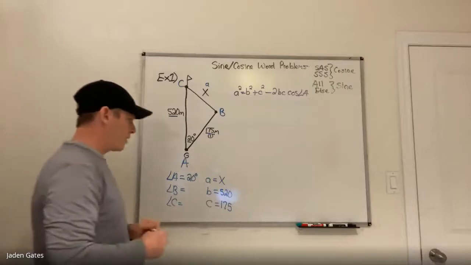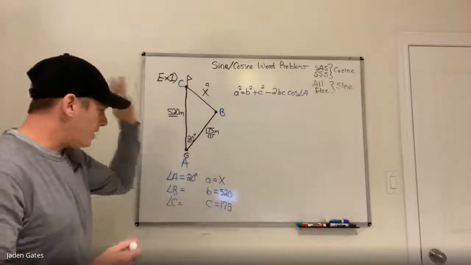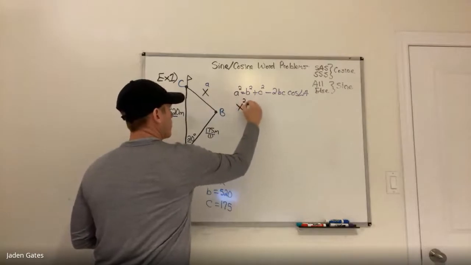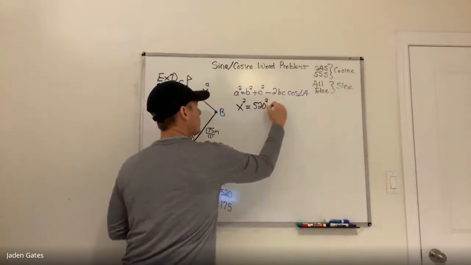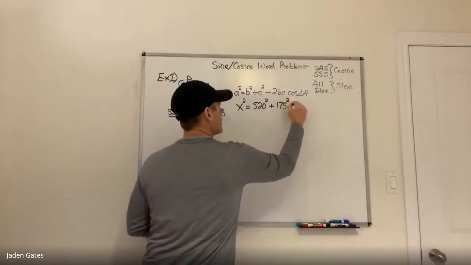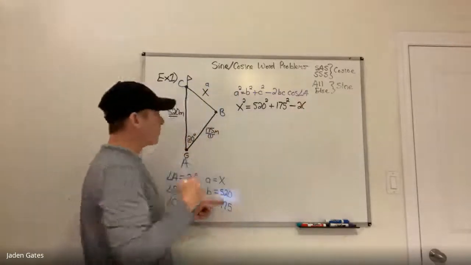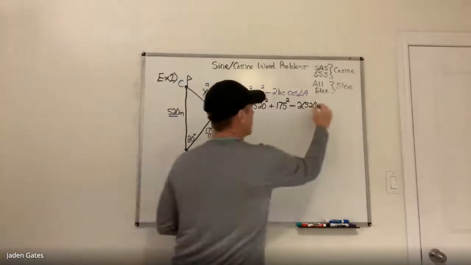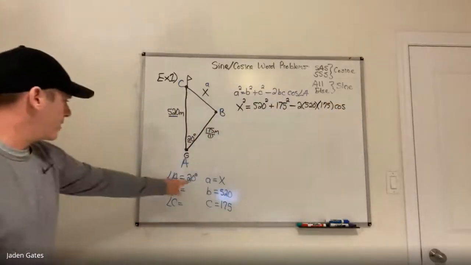All right, now it's time to substitute into my formula and solve for a squared, which happens to be x, which we're looking for. So I'm just going to substitute right away. Instead of a squared, I'm going to put x squared. I have b squared, which is 520 squared. I need a calculator for that for sure. I have c squared, which is 175 squared. Minus 2bc, so minus 2 times b, which is 520, times c, which is 175, times the cosine of angle A, and angle A, again, is 20 degrees.